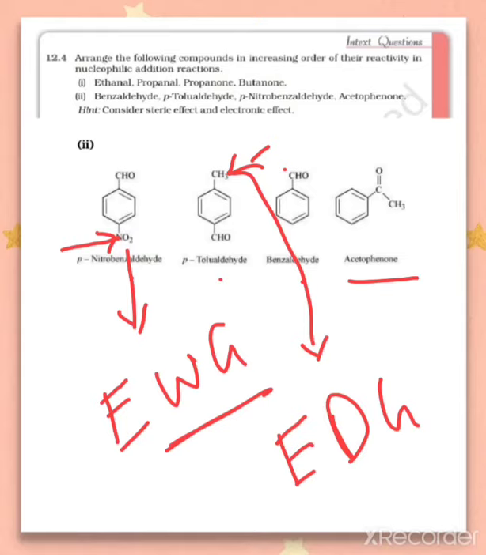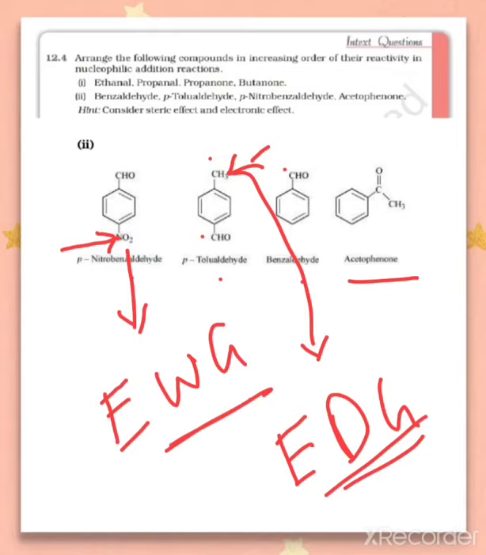That means the partial positive charge on the carbon will be greater here. But in the case of the second, that is paratoluene, because there is a methyl group, an electron donating group, the partial positive charge on the carbon gets decreased. So where the partial positive charge on the carbon is greater, that will show greater reactivity towards nucleophilic addition.